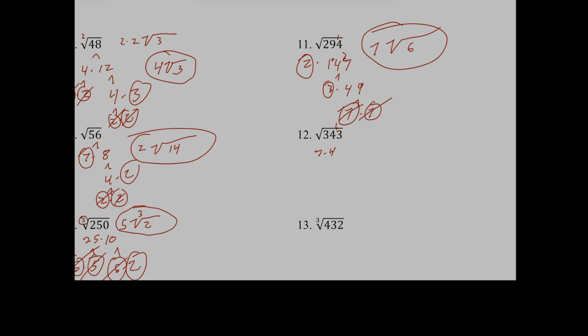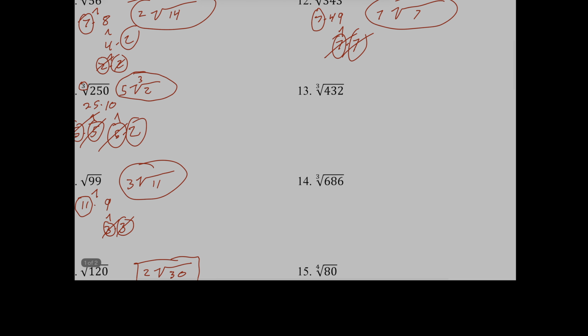Will 7 go into 63? Yes, 9 times. I just gave it a try, and this gives me 7 times 7. I've got 3 7s. All right, well, I'm looking for a square root, so I only need 1 pair. So there's a pair, and I have a 7 inside. Done. Okay, these are a little bit nasty. I'm not going to lie.